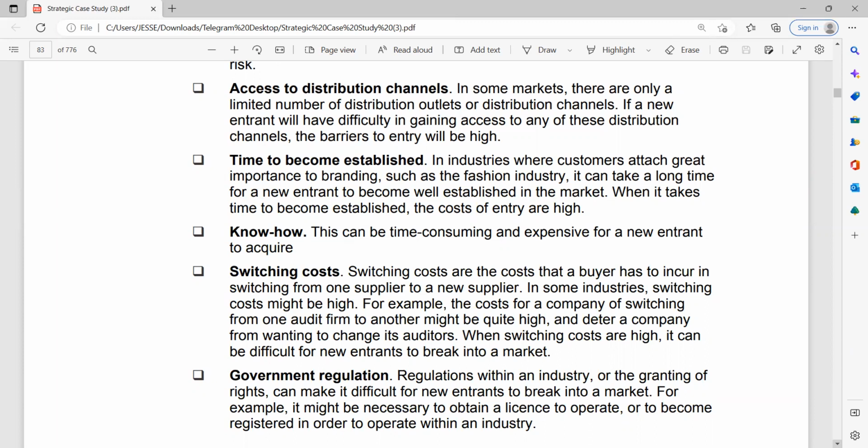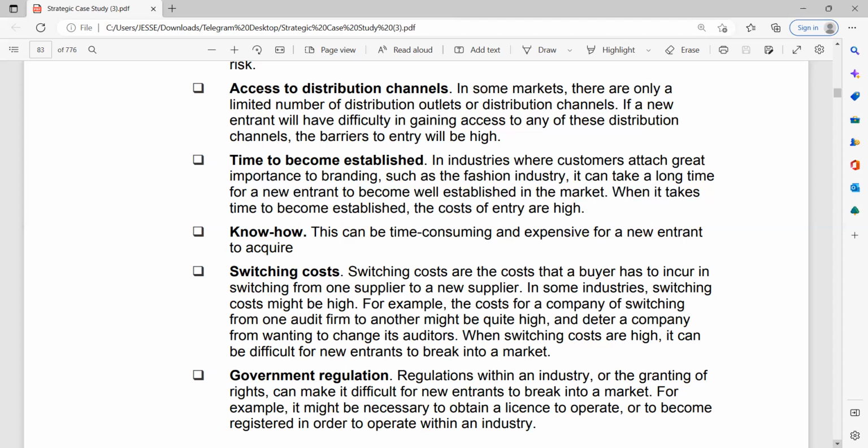Know-how is another point. Know-how can also be a barrier. If it is very time-consuming and expensive for a new entrant to acquire, then that becomes a barrier as well. We also have switching costs.